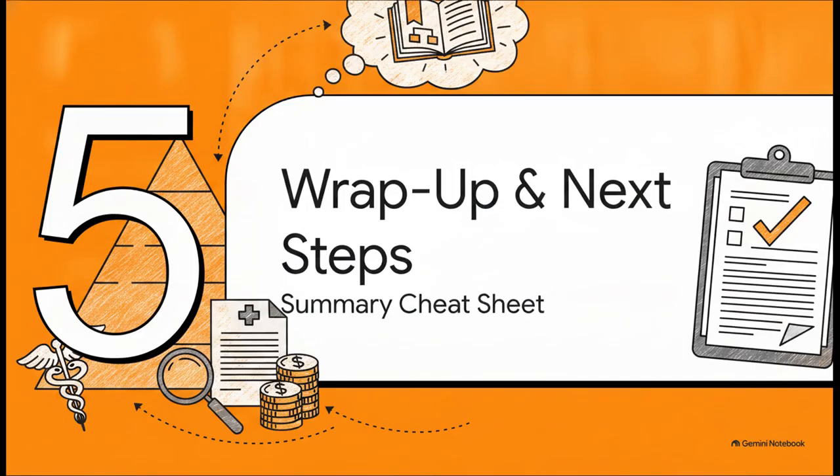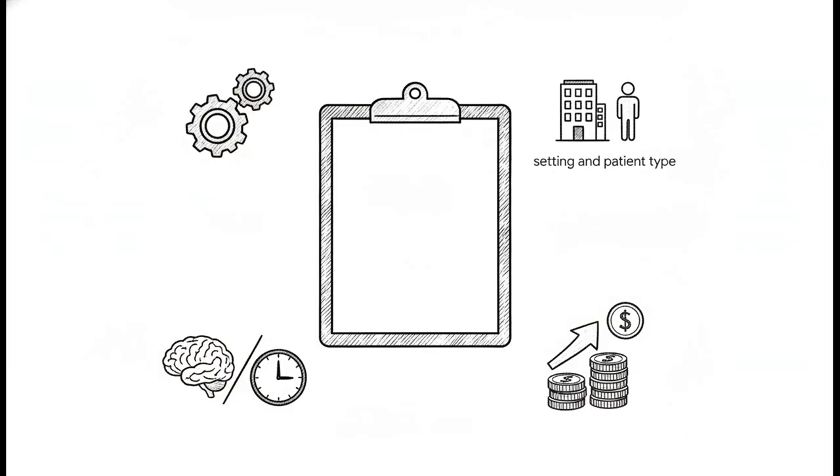Section 5. Wrap-up and next steps. We've covered a ton of ground setting up this foundation, so let's summarize it. Here is a quick EM summary cheat sheet. First, EM reflects service complexity for accurate billing. Second, those levels are based on the setting, the patient type, and the clinical complexity.